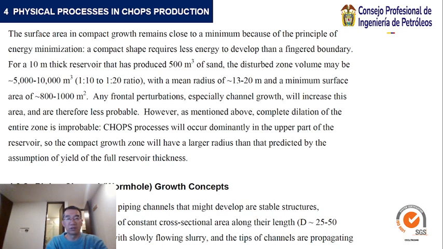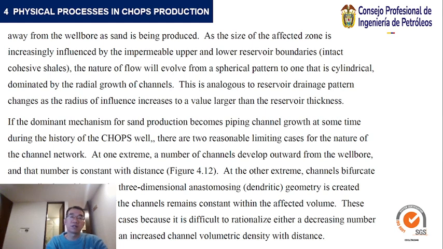Piping channel growth concepts. It is reasonable to assume that piping channels might develop stable structures, nearly cylindrical and of consistent cross-sectional area along their lengths. The channel is filled with slowly flowing slurry, and the tips of the channels are propagating away from the wellbore as sand is being produced.